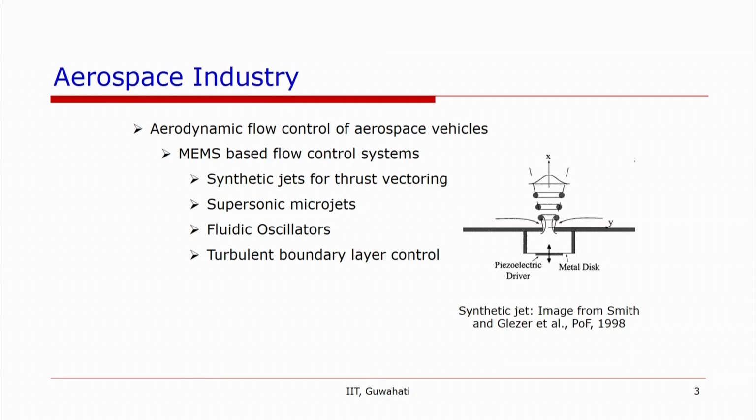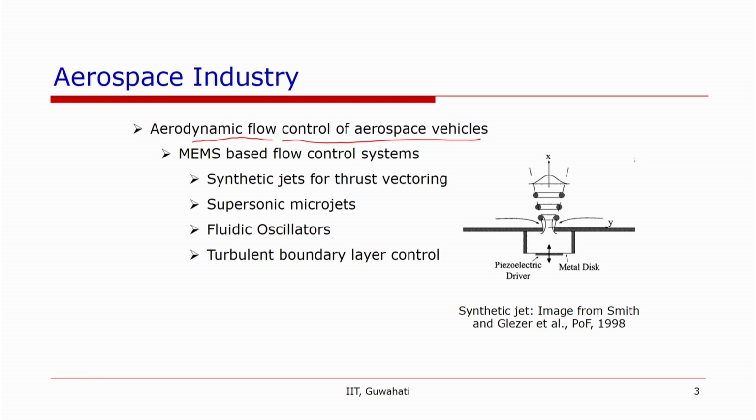Okay. So let us look at some more applications, and in this we will look at some applications in the aerospace industry. In the aerospace industry, there can be different applications of microfluidics. One of them is in aerodynamic flow control of aerospace vehicles. These aerospace vehicles can be aeronautical applications, for example aeroplanes, etc., or it can be for space applications for rockets.